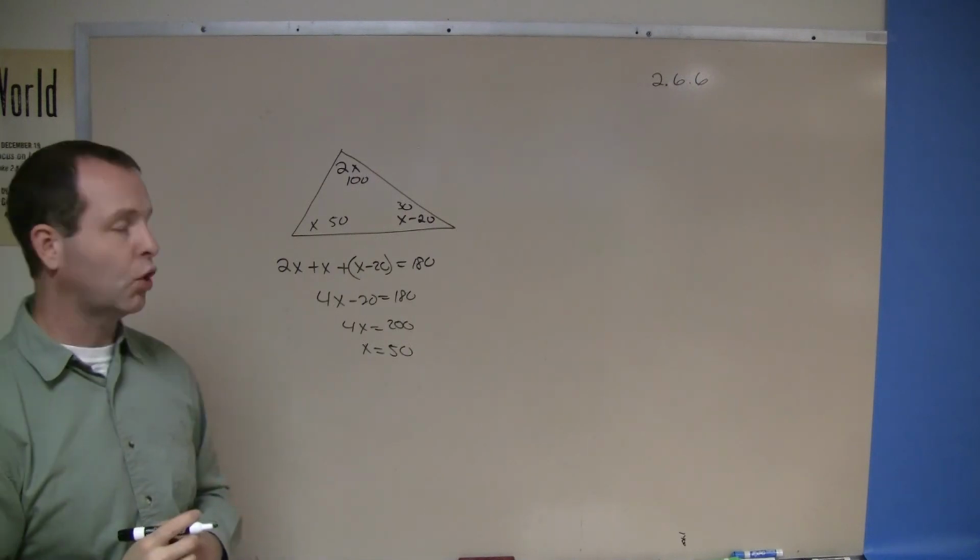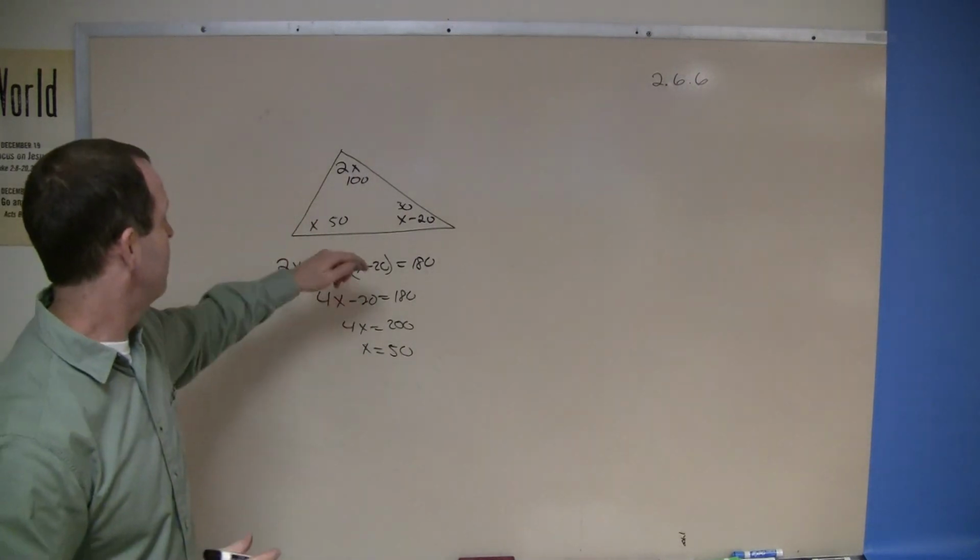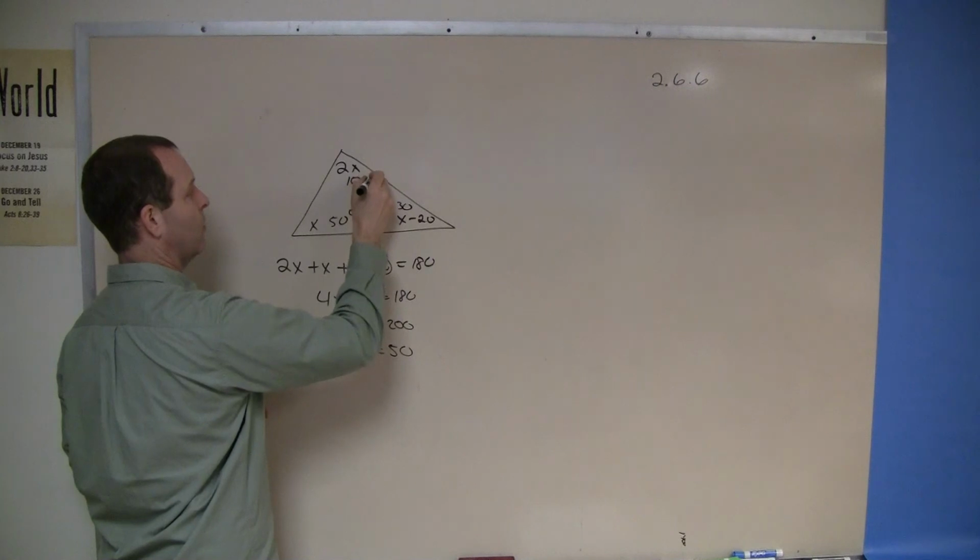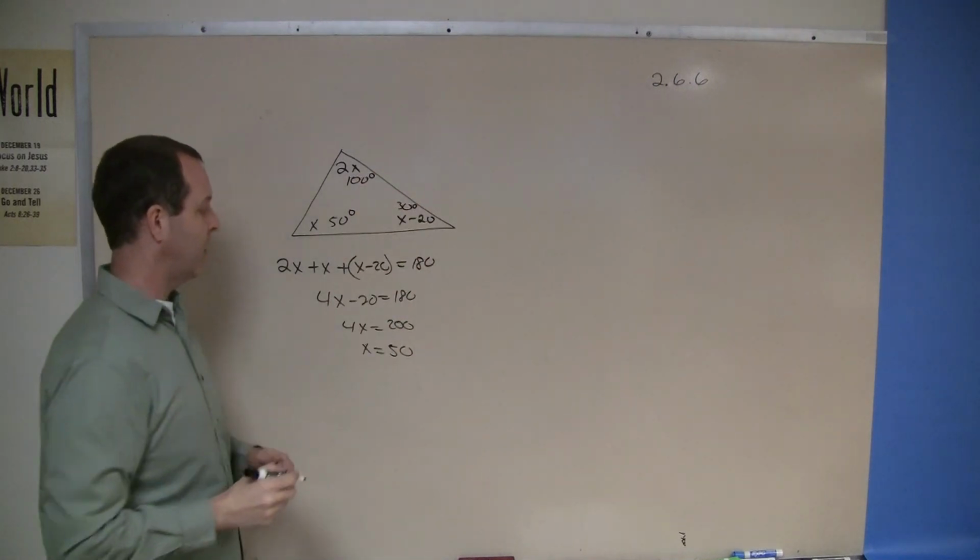So the degrees of each angle is 50 degrees, 100 degrees, and 30 degrees.